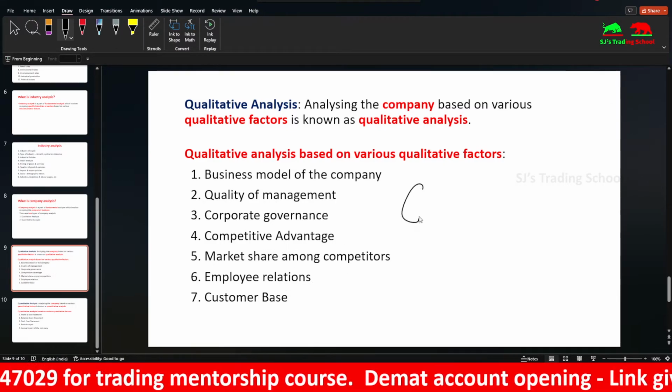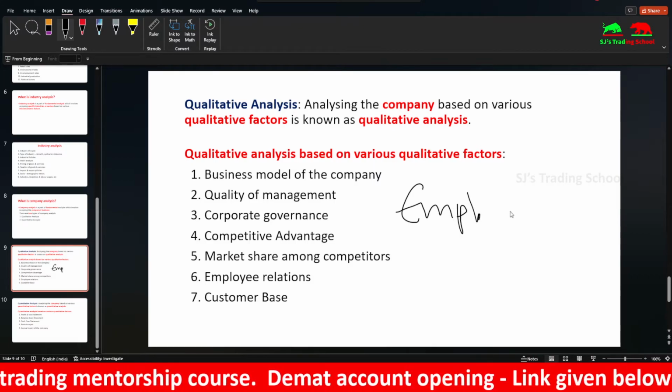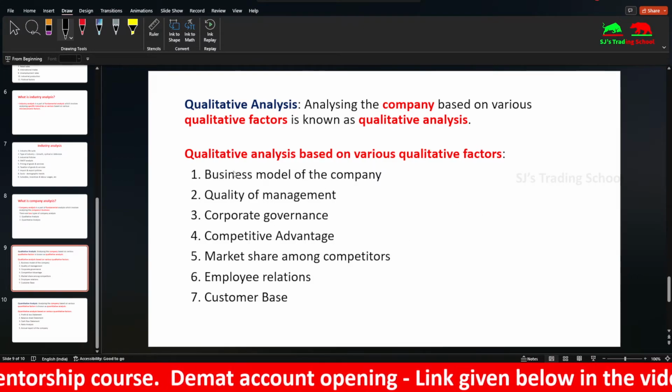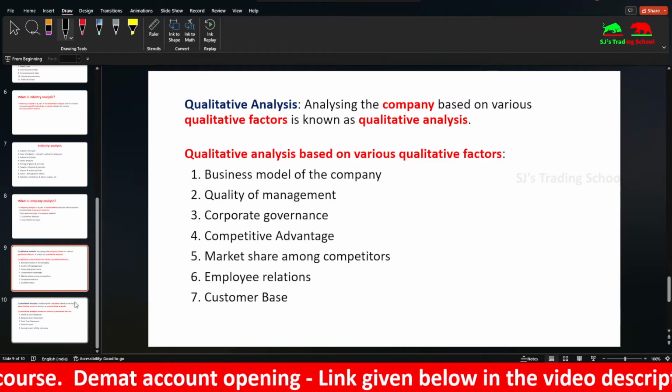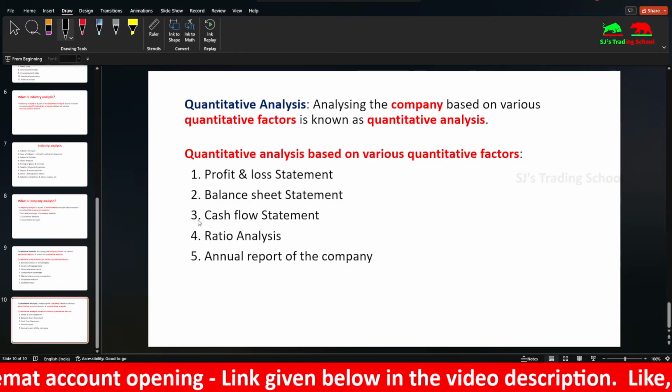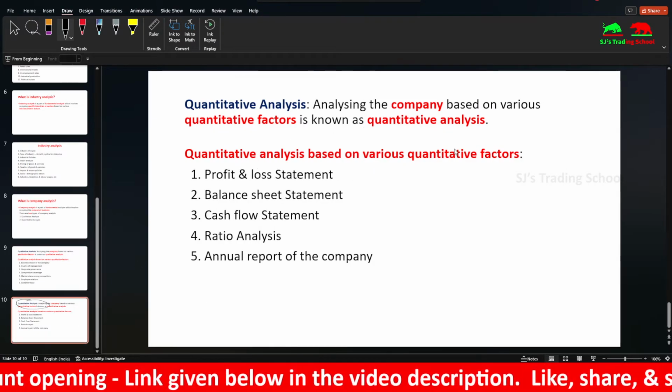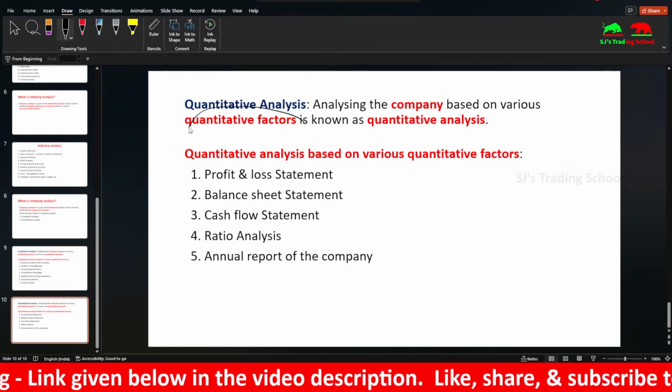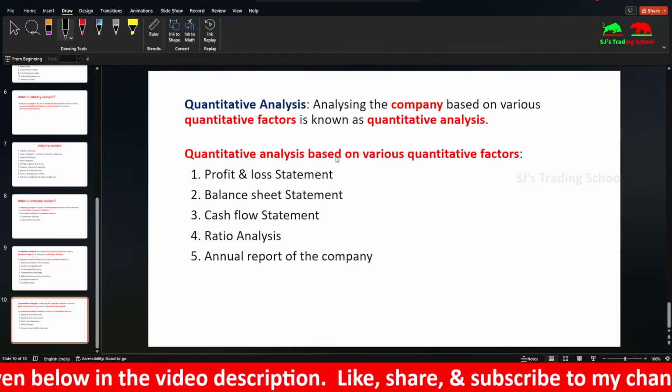What is the relationship between the employer and employee? So these kinds of things are qualitative analysis of the company. And then coming to the quantitative analysis, it is based upon quantitative factors, analyzing the company based upon quantitative factors.